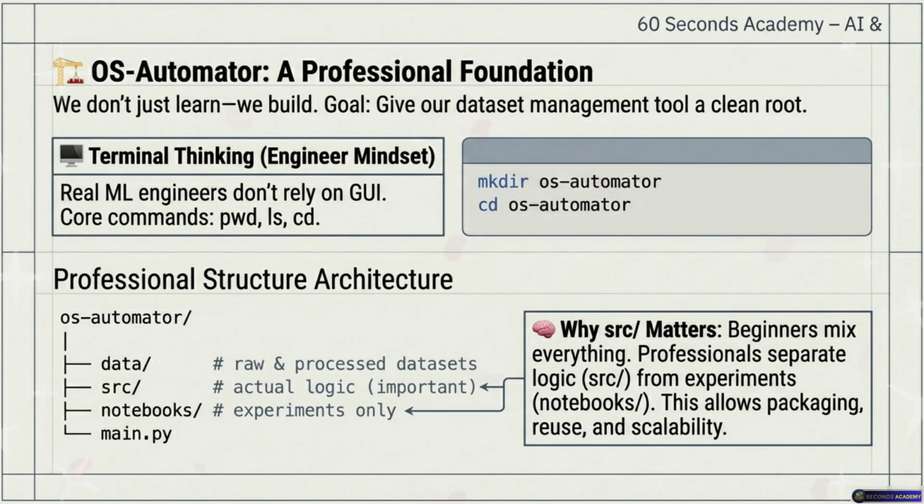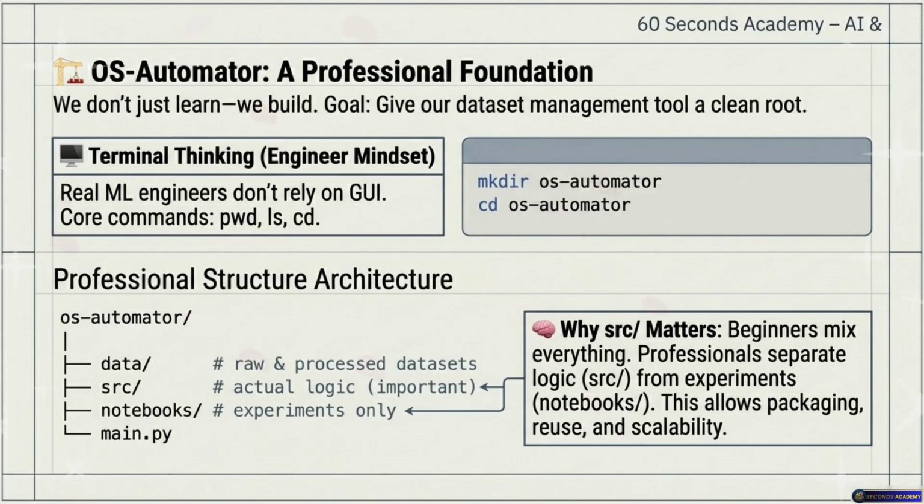And our goal today isn't to write the complex logic of the dataset parsing itself. Right, no heavy logic yet. Yeah, we just want to give this tool a clean, professional foundation before a single line of logic is written. It's like setting up the construction site before pouring the concrete. When you open your terminal to start a project like this, the first thing you do is create a root folder. mkdir OS Automator and cd OS Automator.